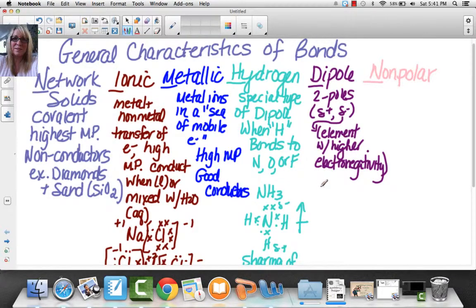Now, to determine where the partial charge is, you always have to draw the molecule. So, as in with HCl, chlorine has a higher electronegativity than the H, so this side is slightly negative, this side slightly positive. So my dipole is toward the chlorine.